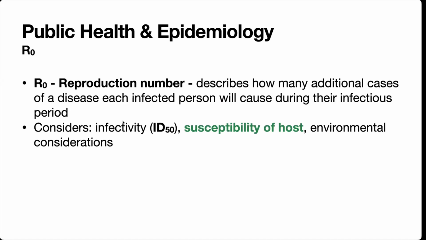And so it considers things like infectivity, which is the reason why I shared the ID50. And it also takes into consideration the susceptibility of the host. And so our R naught values are also potentially impacted by vaccination rates, and so how well a given population has been vaccinated. And then also the environmental considerations. People who are living in more rural spaces will have fewer interactions with people as compared to people living in urban situations that ride public transit, for instance.